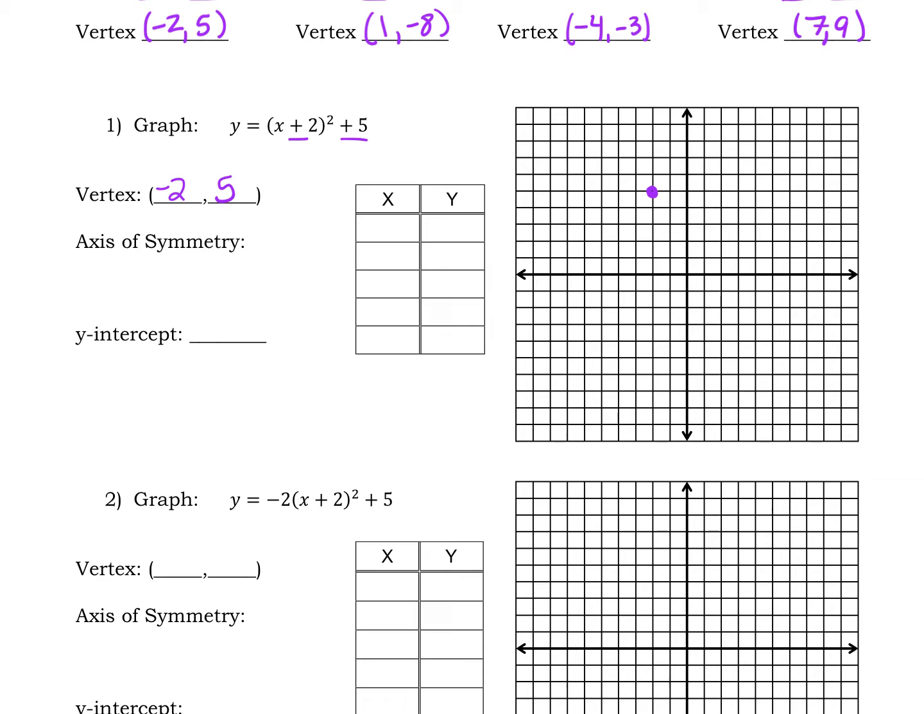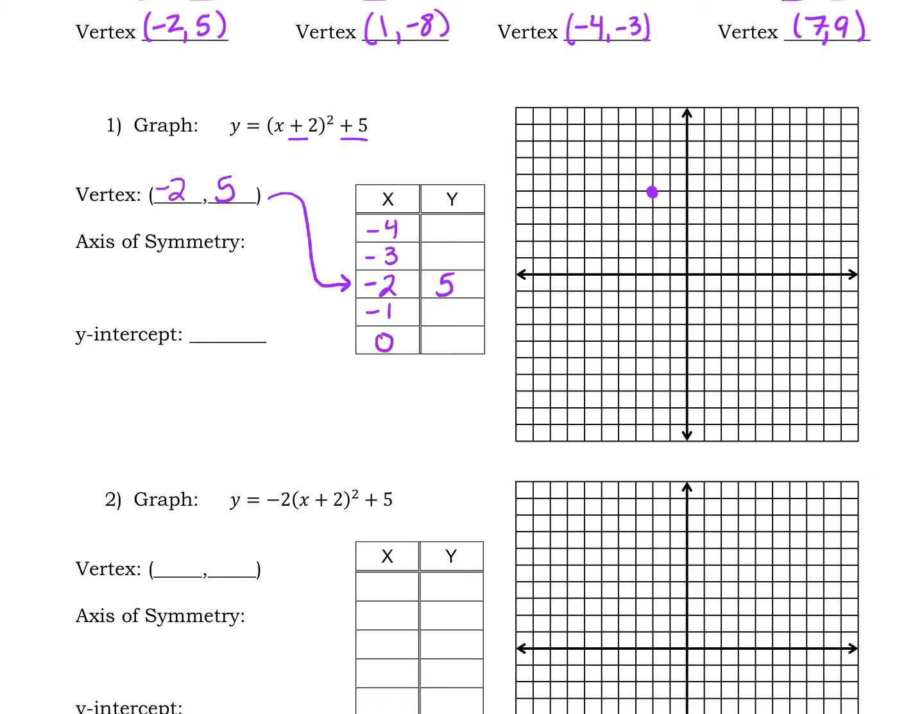Now I'm going to take that vertex and put it into the center of my table. I'm putting it in the center because I want to find points on either side of my vertex, so that's why I put it in the middle and not at the top. Now I'm going to put 2 points that are smaller than -2 and 2 points that are bigger than -2. Now I'm going to plug each of those numbers into my equation to solve for the y value.